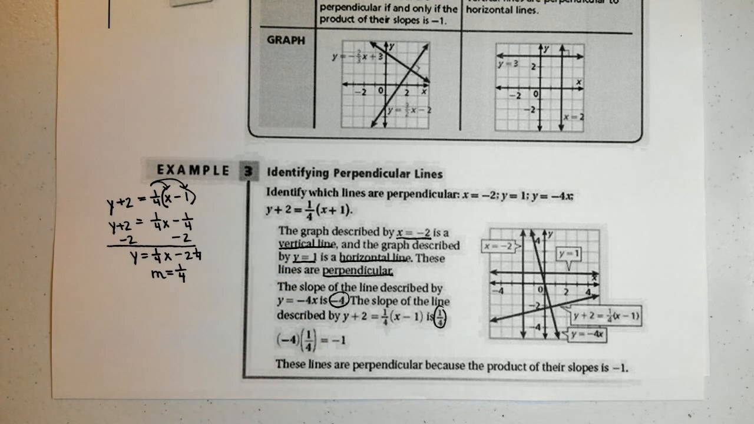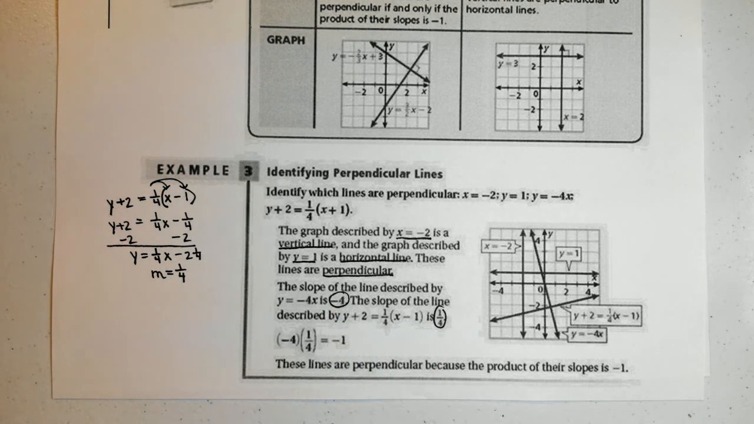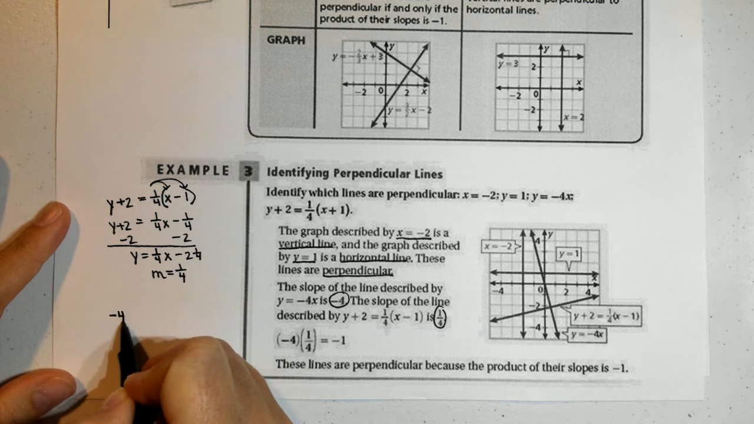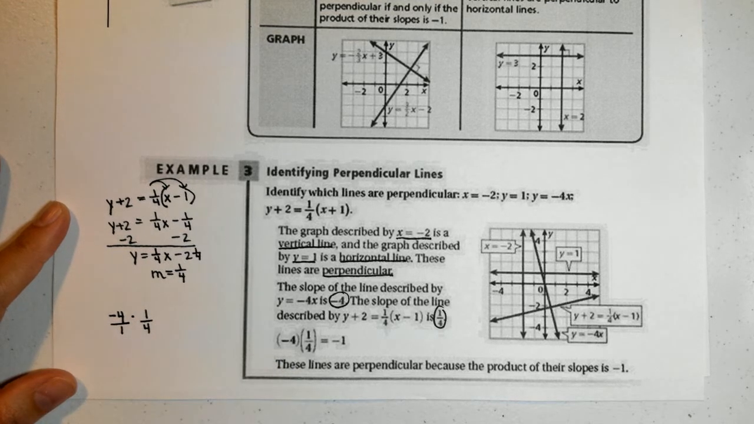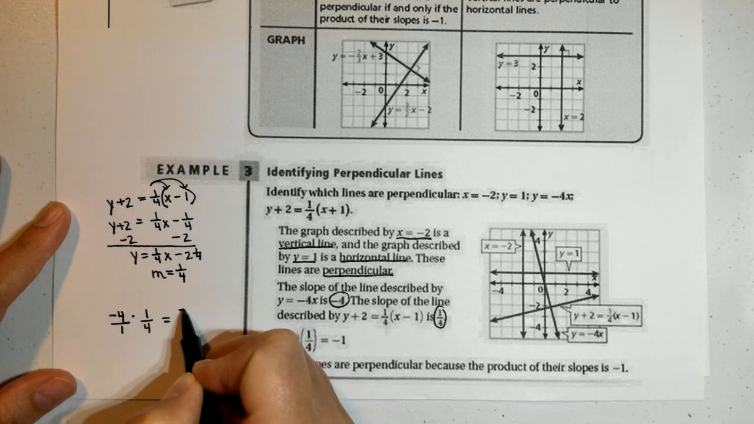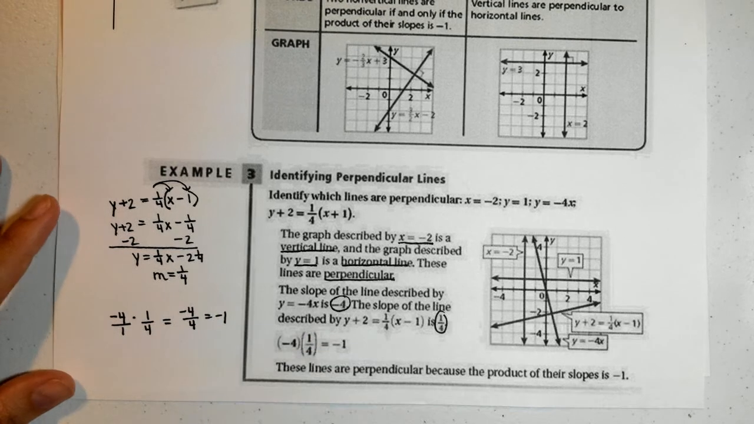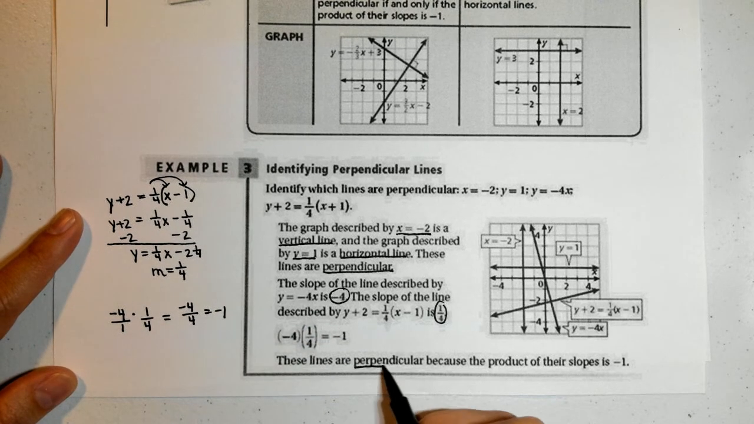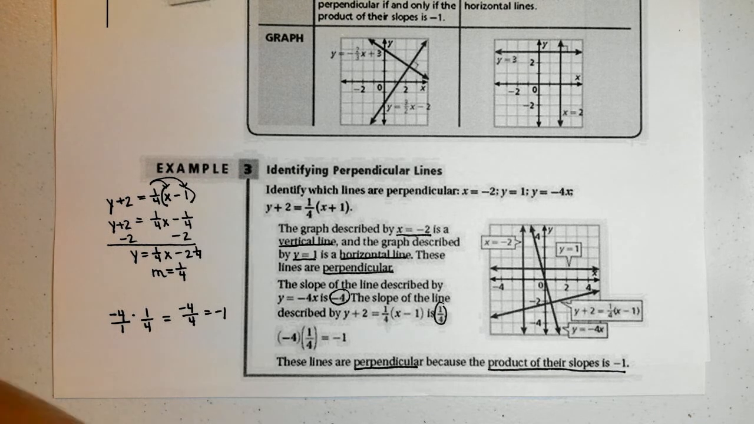So now, in order to tell whether or not they're going to be perpendicular, you take the slopes, negative 4 and 1/4, and multiply them by each other. And if you get negative 1, they are perpendicular. If you get anything else, not perpendicular. So negative 4 times 1/4. I'm going to write negative 4 over 1 and then multiply across. Negative 4 times 1 is negative 4. 1 times 4 is 4. And negative 4 over 4 simplifies to negative 1. So that means they are perpendicular because the product of their slopes is equal to negative 1.